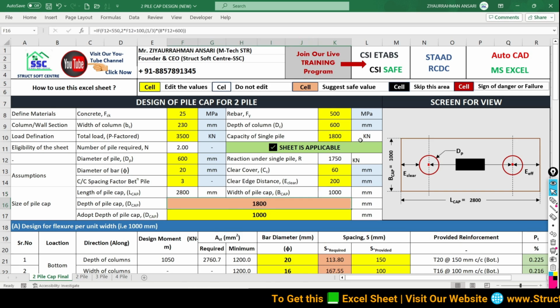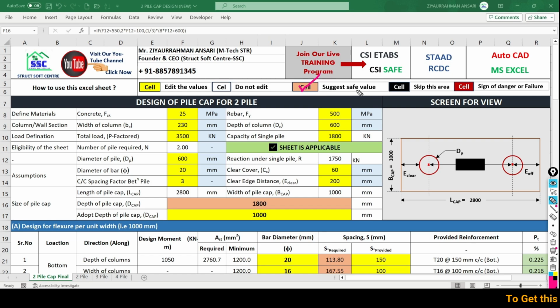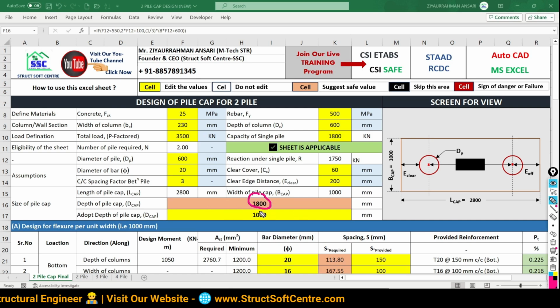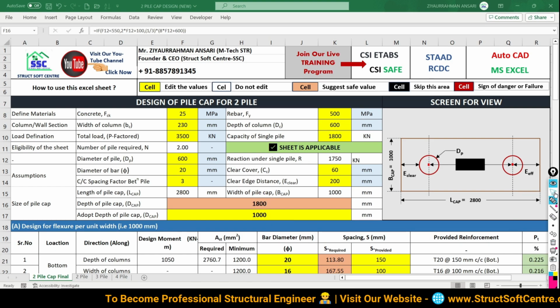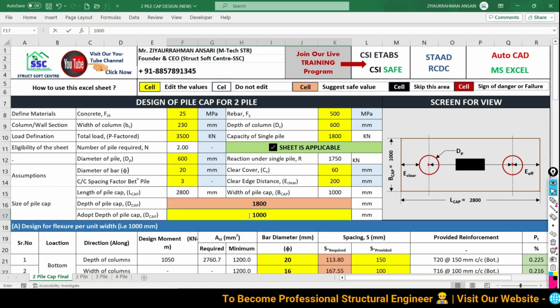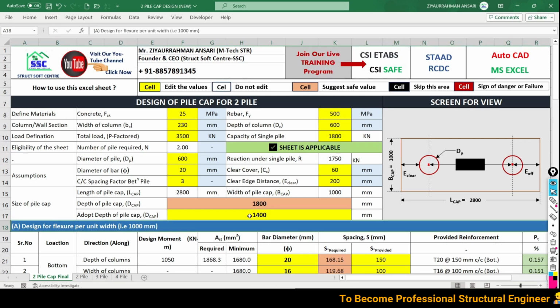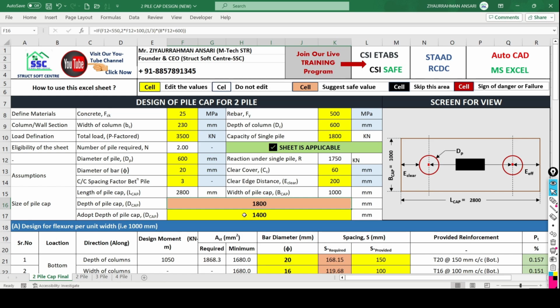Now next, look at what the orange cell means. This orange cell will give the safe value. So after the calculation, the sheet is suggesting the overall depth of the pile cap should be taken as 1800 mm. So that will probably be safe in the design. What I am going to do is take the depth of the pile cap as 1400 on the conservative side. You can take 1800 also, you can take 1500 also, you can take 1600 also. This is all up to you. But I am actually going to take this 1400.